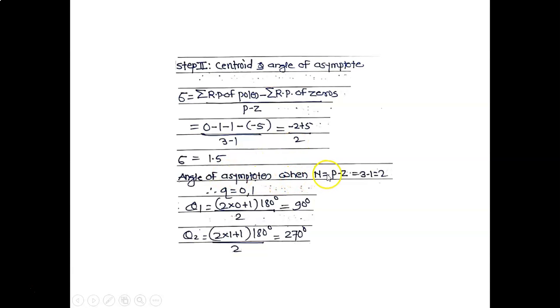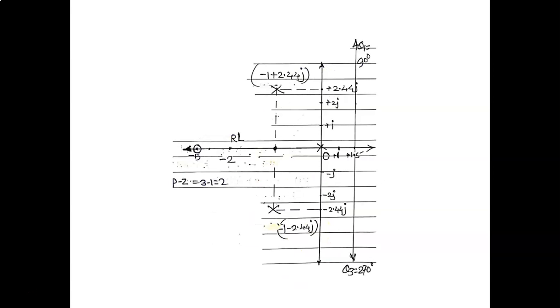Now determine the angle of asymptote. Since number of branches n is equal to 2, you have to use only two values of q, that is q is equal to 0 and q is equal to 1. Therefore theta 1 is equal to (2 into 0 plus 1) divided by 2 into 180 degree. Therefore theta 1 is equal to 90 degree. Theta 2 is equal to (2 into 1 plus 1) into 180 degree divided by 2, which is equal to 270 degree. Therefore plot these two angles through the centroid. We have plotted theta 1 is equal to 90 degree and theta 2 is equal to 270 degree.